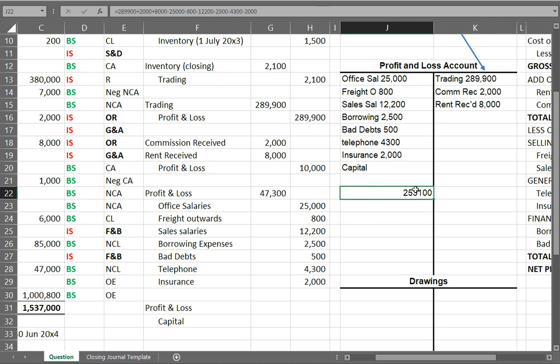Let's quickly have a look. So minus 12,000 minus 2.5 minus 500. Yeah, that's better. That's the amount. You just have to be very careful here. Okay, so 252,600. Okay, so now we know how much money to put in the journal.